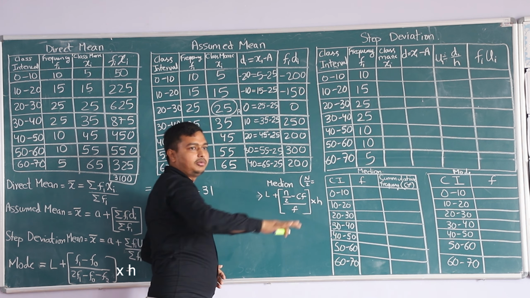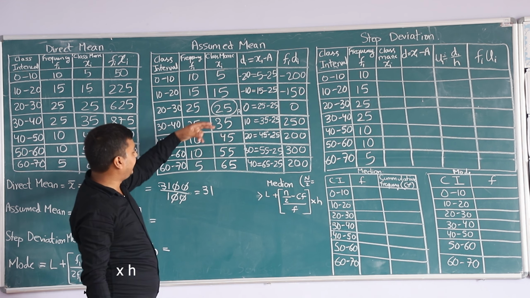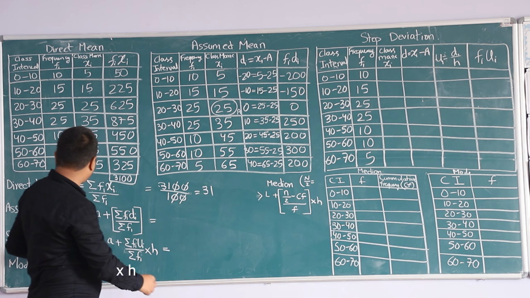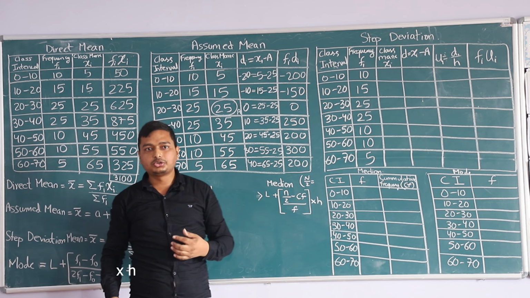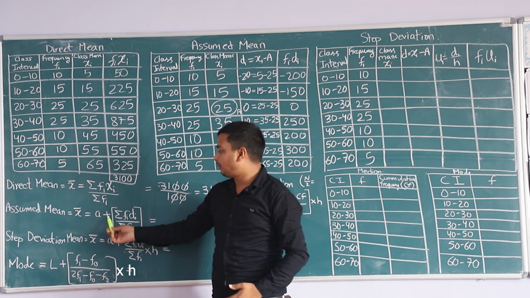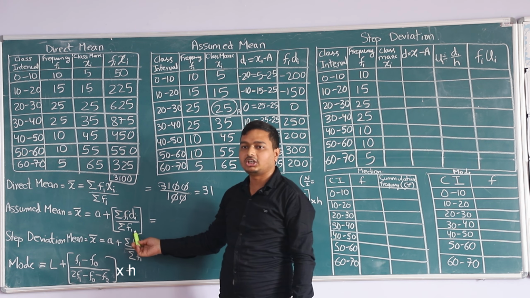200. Very good. Up here, clear everyone? Okay. Now let us proceed to the next. That is written over there. Which formula are we going to apply here? Assuming mean method. What does it mean? It is written A plus summation of Fi di divided by summation of Fi.